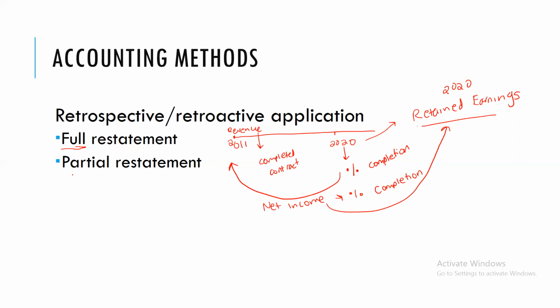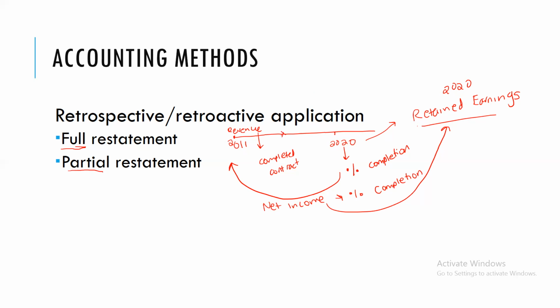So there's also retrospective application with partial restatement. That means, okay, maybe you can't go all the way back, or it's impractical to go all the way back to 2011. Maybe you don't have the records from 2011, right? CRA says you only have to keep your records for 7 years. So maybe you don't even have records from 2011 to be able to do a full restatement. So partial restatement says go back as far as you can and change your retained earnings for 2020 based on if you were always using the percentage completion method for as far as you can.